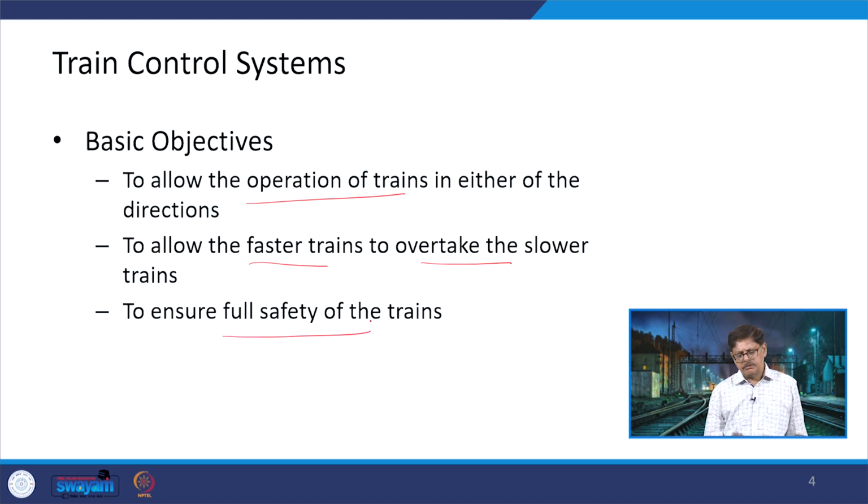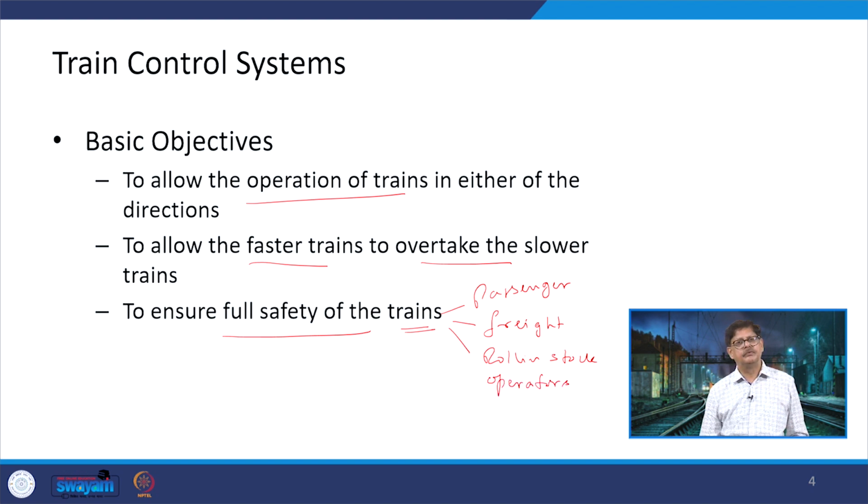And the main objective which always remains is the safety of the trains. And when we say the safety of the trains, it means we are talking about both the passengers and the freight, and a third component can also be attached here, which is the rolling stock, the operators on the train. So, those parts can also be discussed in terms of the safety being given.